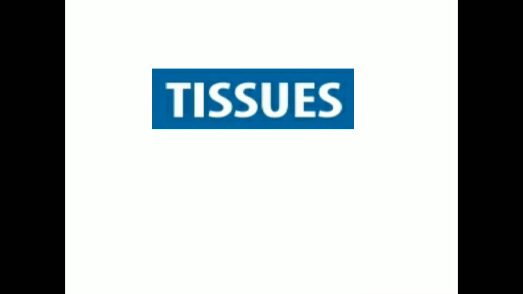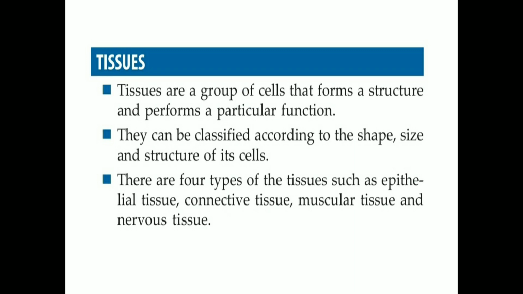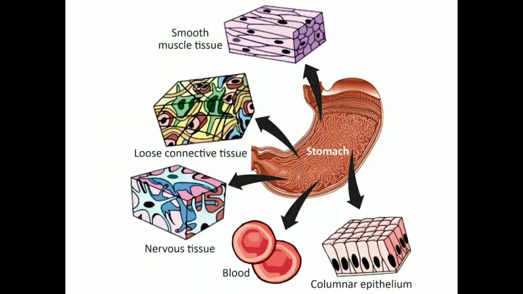This lecture will try to discuss the tissues. The tissues are a group of cells that form a structure and perform a particular function. They can be classified according to their shape, size, or structure of their cells. And there are four types of tissues, which include epithelial tissue, connective tissue, muscular tissue, and nervous tissue.